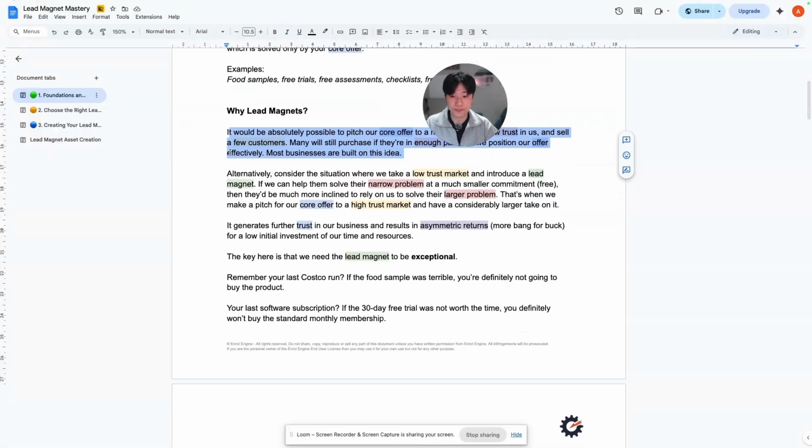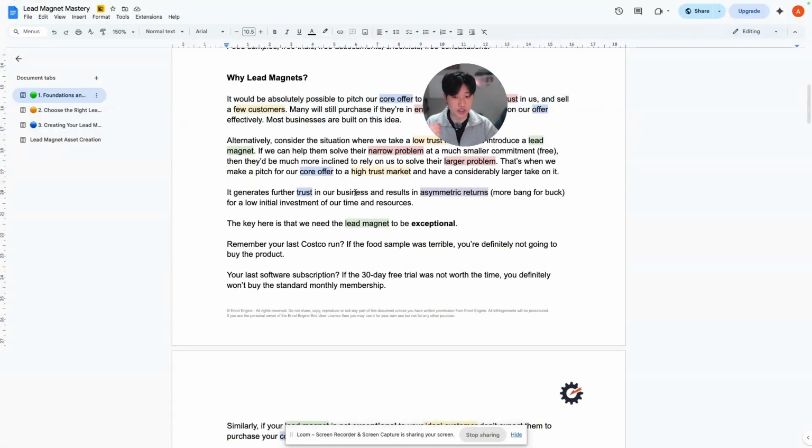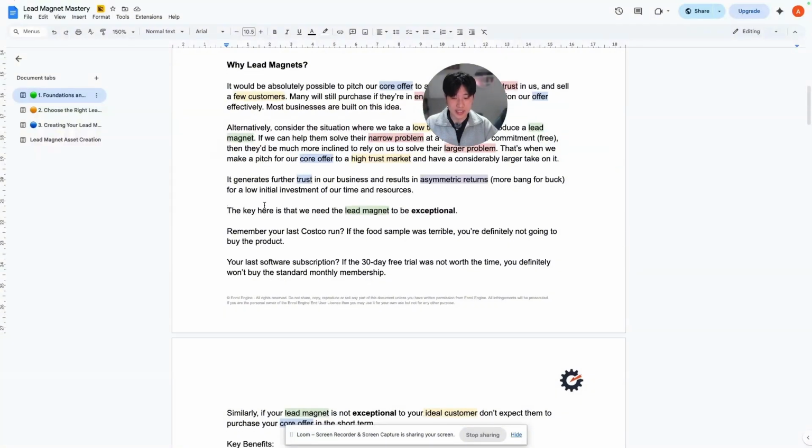It generates further trust in your business, makes you stand out from your competition, and results in asymmetric returns, which essentially means more bang for your buck. It's a low initial investment of your time and resources, and it would work quite well. The key here is that you need your lead magnet to be exceptional.